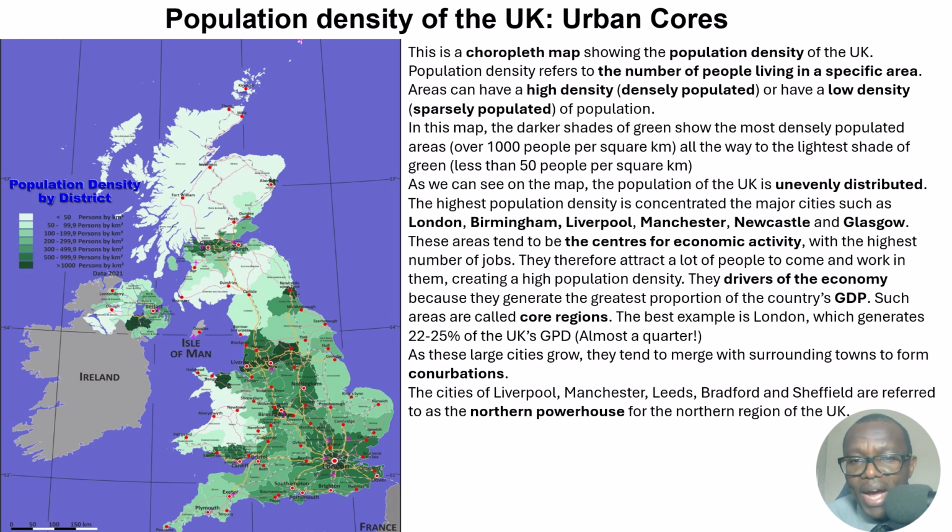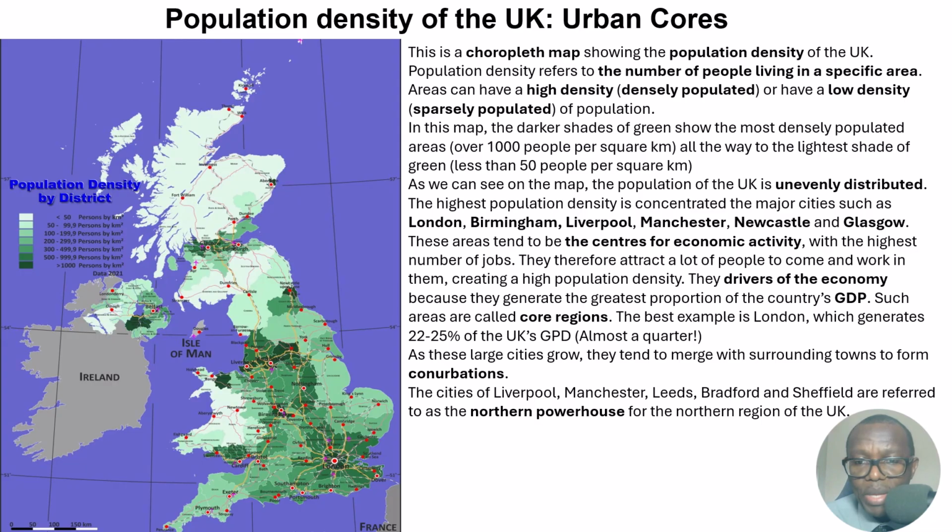Areas can have a high density of population or a low density of population. The places with a high density of population are referred to as densely populated, and the ones that have a low population density are sparsely populated. This map uses the darker shades of green to show the most densely populated areas, which, as you can see from the key, have over 1,000 people living per square kilometer, all the way to the lightest shade of green, where you have less than 50 people per square kilometer.